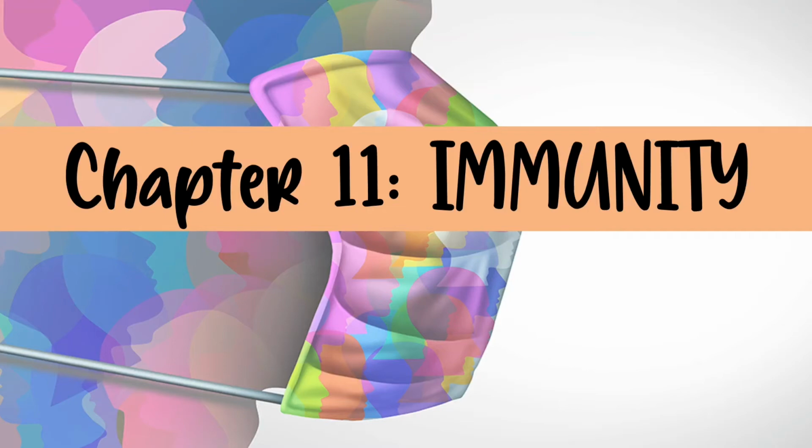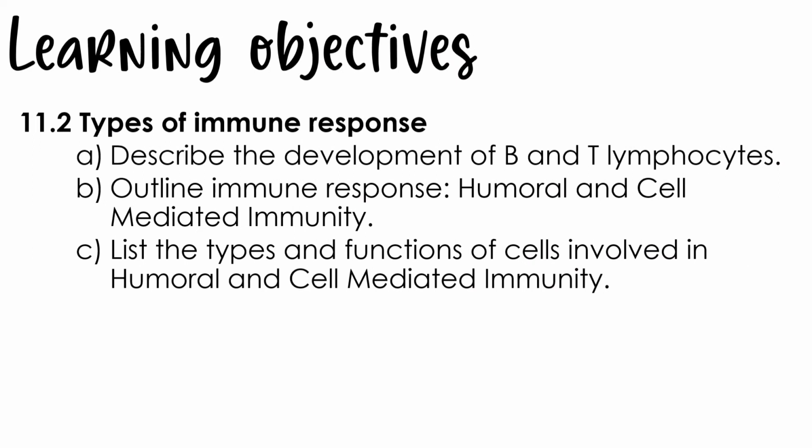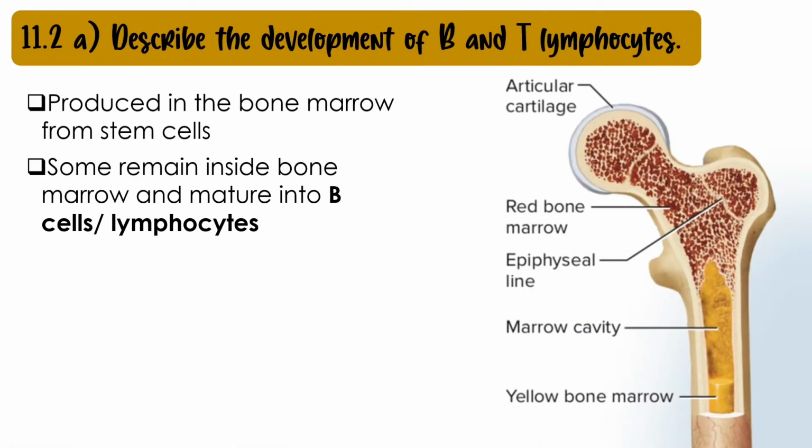In this video, we'll discuss the adaptive immune response involving humoral immune response and cell-mediated immune response. But first, let us look at the development of the immune cells involved in the adaptive immune response. The immune cells are B lymphocyte and T lymphocyte.